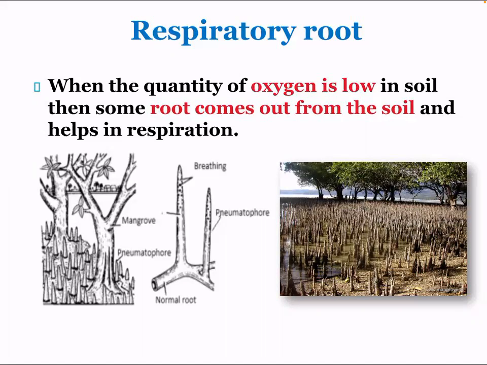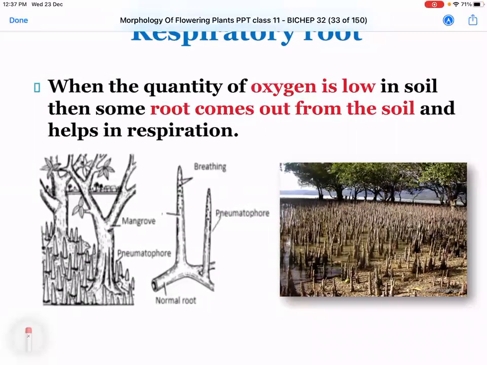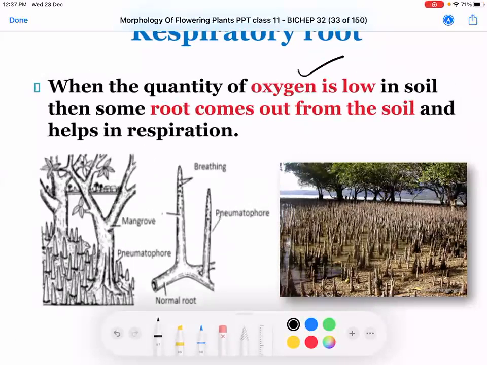So if a plant is growing at a place where oxygen availability may be decreasing, where oxygen is low, the roots grow out of the soil. So roots are coming out of the soil. They grow in the extremely opposite direction of their general growing pattern.